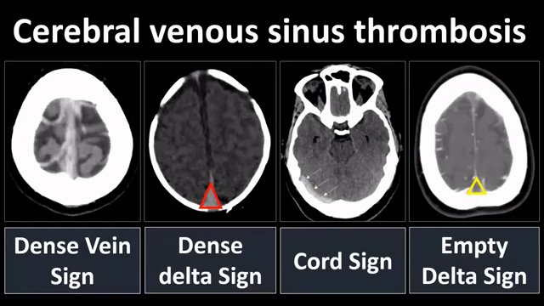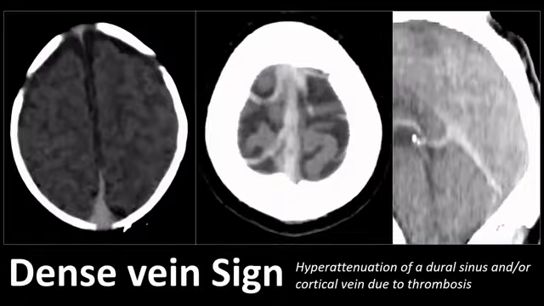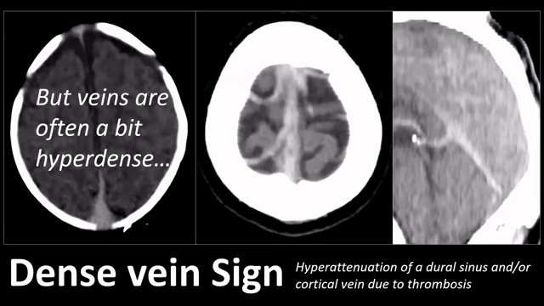And let's also in this case look at some of these signs in a bit more detail. Let's start with the general name, the dense vein sign, a name given to any pathological hyperattenuation of a dural sinus and or a cortical vein due to an inlying thrombosis. But when is hyperdensity of the cerebral veins pathological? Because we all know from daily radiological practice that the veins are often a bit dense, and it can make it a bit difficult. Well, it can be quite difficult.